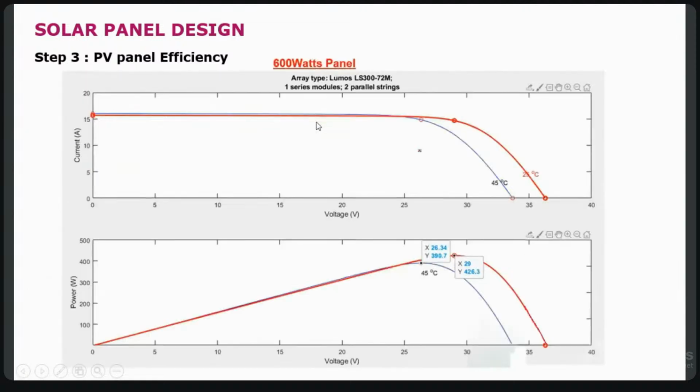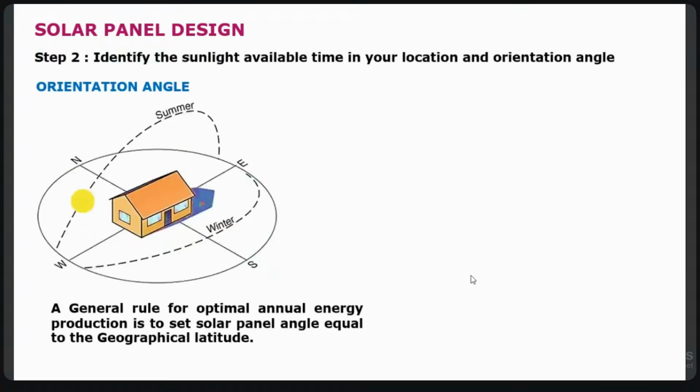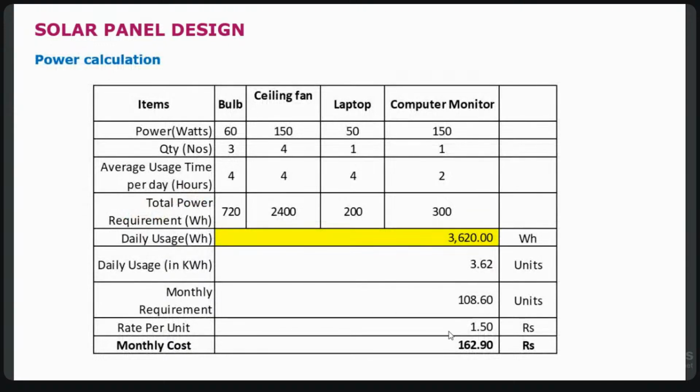Earlier the panel capacity was 600, but even with that 600 panel capacity we are only getting 426. See, we need what? One minute.